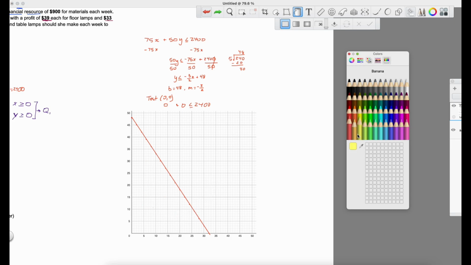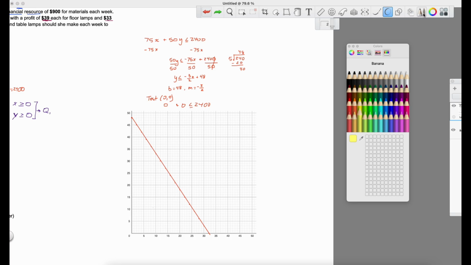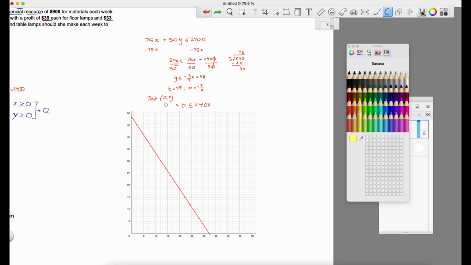So we'll do this banana color. And can I get a brush? No. Okay, no brush. So just put some arrows. We're shading on this side. Next one. Gotta keep this thing moving.